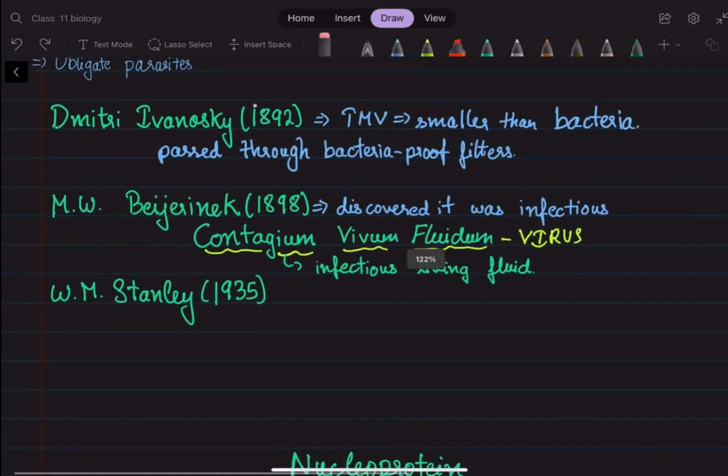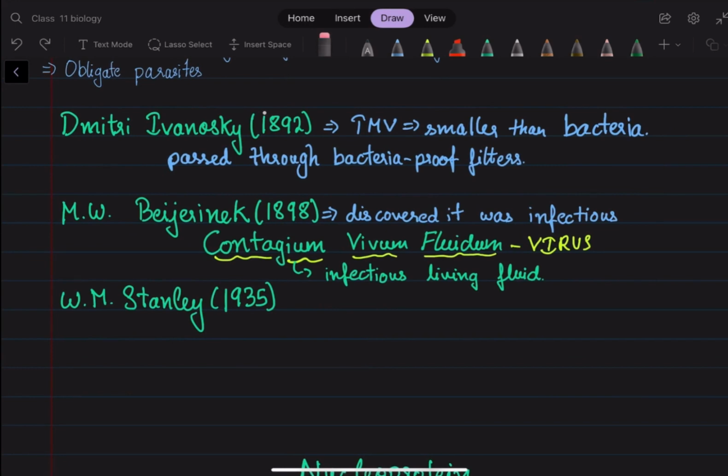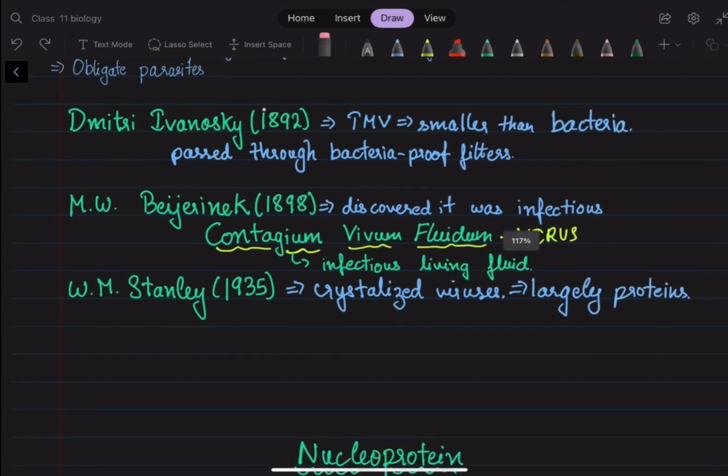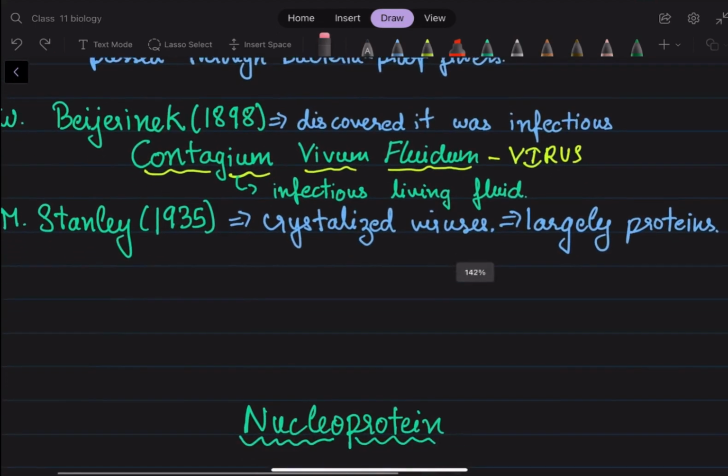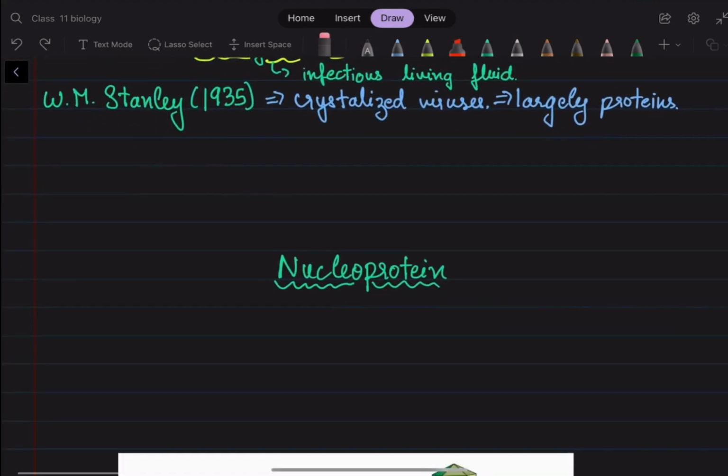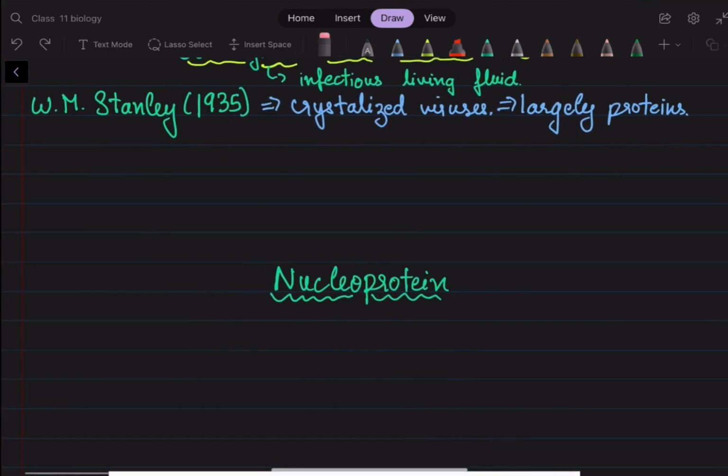Lastly, W.M. Stanley in 1935 found that viruses could be crystallized, and these crystals largely consisted of proteins. So this leads us to the structure of the virus. A virus is basically a nucleoprotein. It contains two parts, nucleo and protein. The protein forms the covering of the virus, and the nucleic acid forms the core.